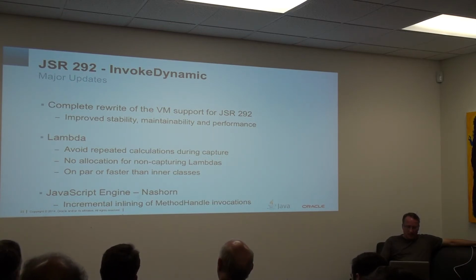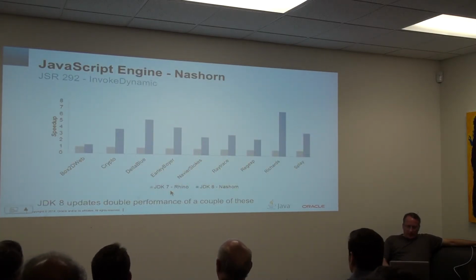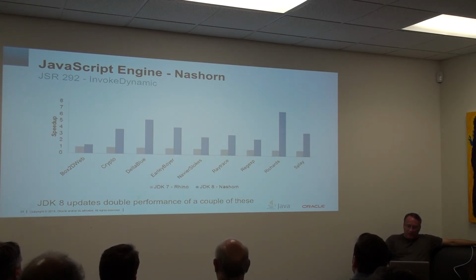The point I wanted to show here is invoke dynamic was added in JDK 7, and they actually use it to implement lambdas, and it's also used to implement the Nashorn engine. If you look at the Nashorn JavaScript engine, the gray is the old JDK 7 Rhino implementation of JavaScript, and JDK 8 is Nashorn. They're showing the speedup on the y-axis, and you can see using various algorithms that you get a potentially significant performance increase using Nashorn over the older Rhino. And they have a JDK update coming that will again double the performance of a couple of these. I don't know which ones. I need to talk to engineers about it.